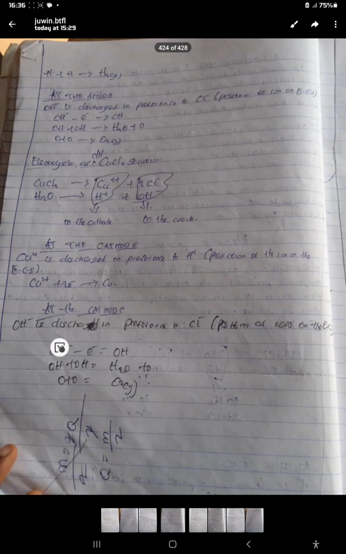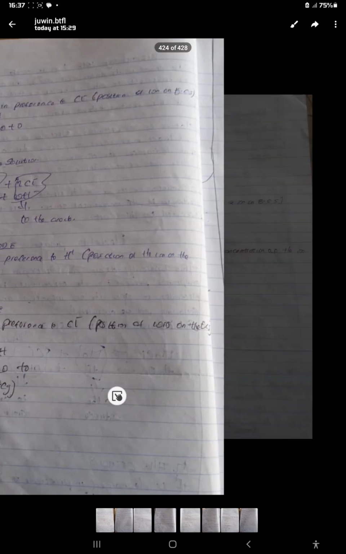While at the anode, OH is discharged in preference to Cl. Again, OH is discharged and oxygen gas will be liberated. Now, whenever OH, which is hydroxide, is discharged, keep this in mind: oxygen gas will be liberated.